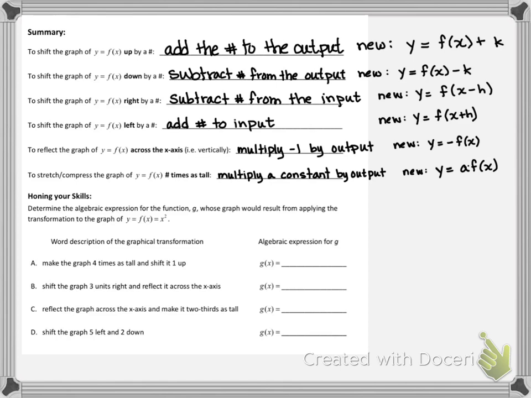So if I want to make a graph 4 times as tall, and I want to shift it up 1, both of these are acting on the output. So I'm going to start with the output of the general function, which is x squared. Order of operations says multiply and then add or subtract, right? So I am making it 4 times as tall, and then I'm shifting it up 1. That make sense?